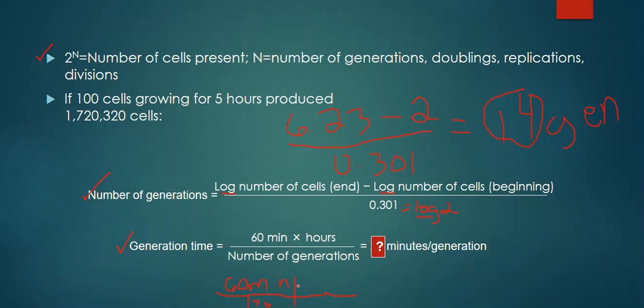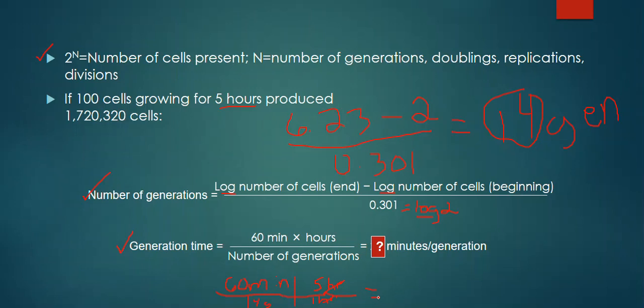And so the time I have here is 5 hours, and I just got that from the question. With those 5 hours, we want to make sure that our units cancel out. So 60 minutes is in 1 hour, so I'll put 1 hour down there, and I put 5 hours up here. We want to be in minutes per generation, so I'll cross out that hour, cross out that hour. So really what we have is 60 times 5 divided by 40.